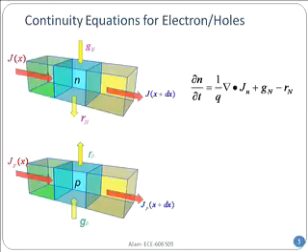And similarly, R sub N and R sub P, this is the rate at which electrons disappear. The holes must disappear at the same rate because electrons are recombining with the holes. So therefore, these two processes are actually coupled. And correspondingly, you will have an equation for the holes.